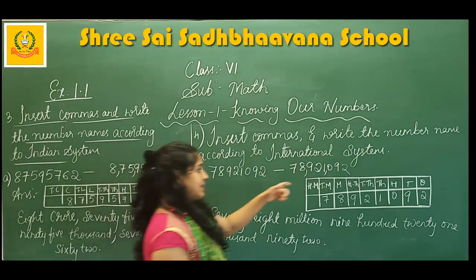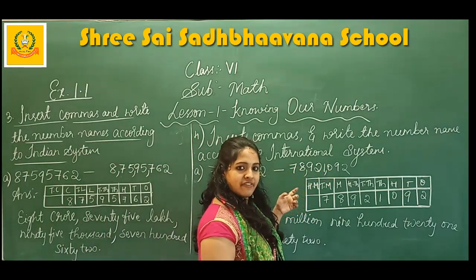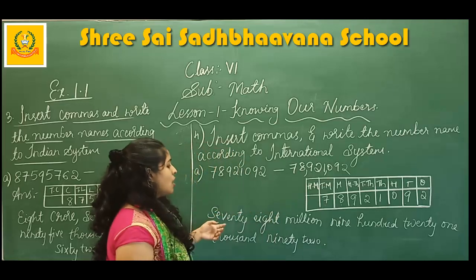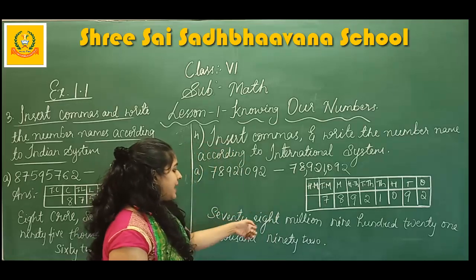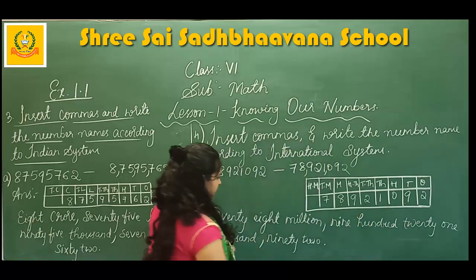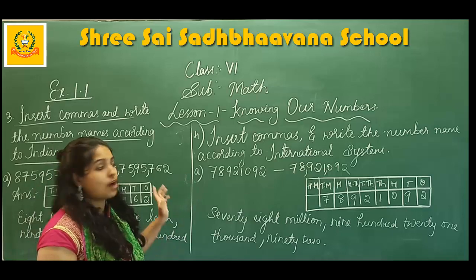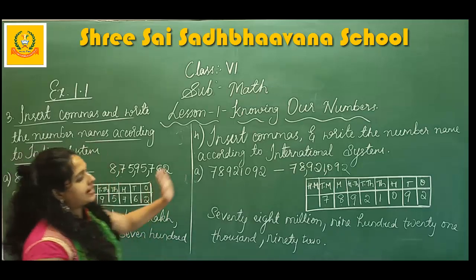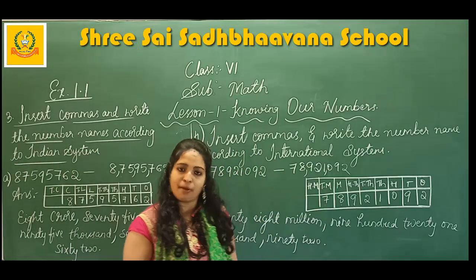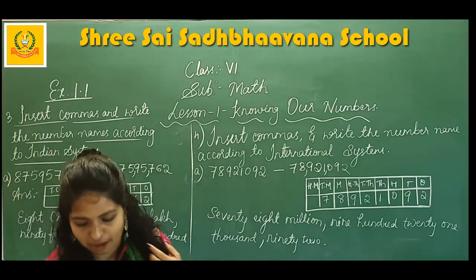But here it is not like that. 3 digit, 3 digit, 3 digit. You have to place the comma. Understood the difference now? Yes. So how to read the number? 78,921,092. This is how you have to read the number according to Indian system and according to international system of numeration. Understood, children? Yes. We'll move on to the next topic.